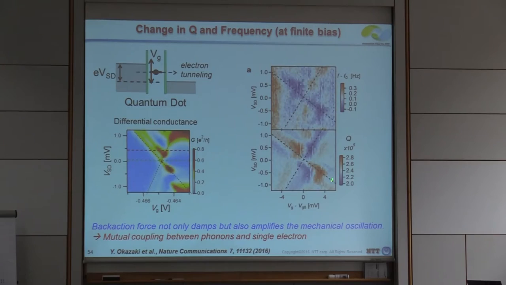So this is a more detailed plot as a function of the gate voltage and the source drain voltage, and you can see a very nice asymmetric dependence on the gate voltage and the source drain voltage. So you can see such a nice back action effect using this hybrid device.